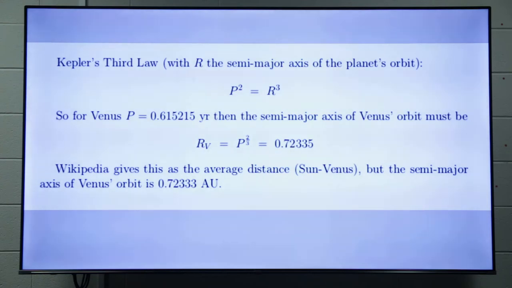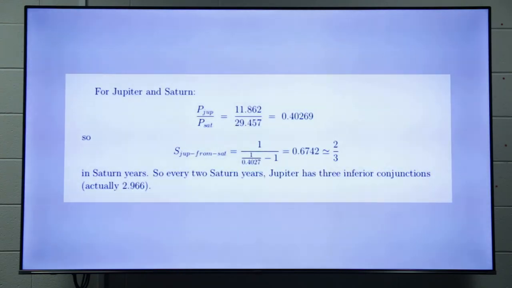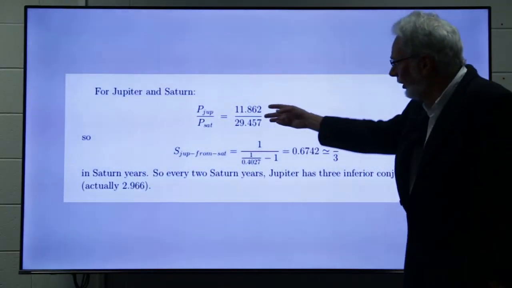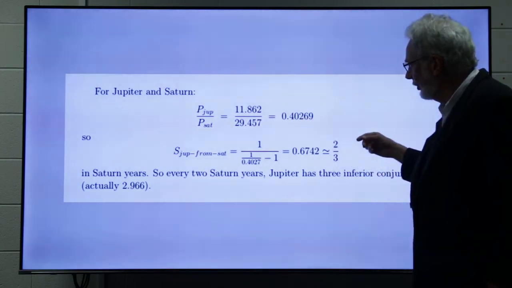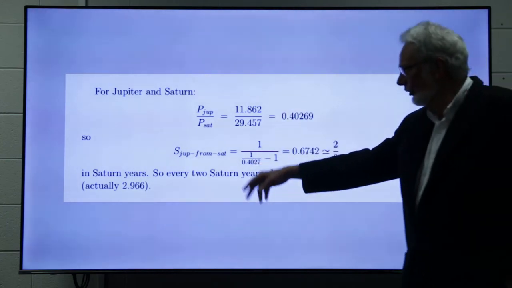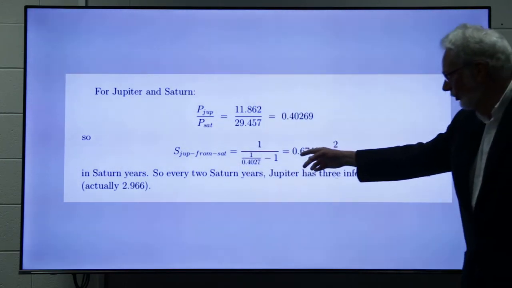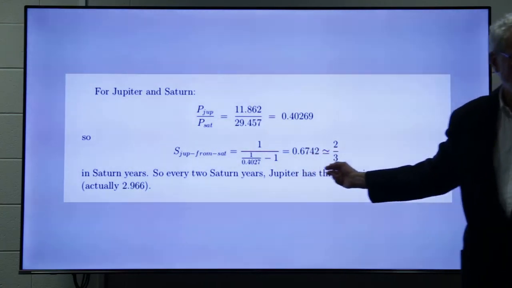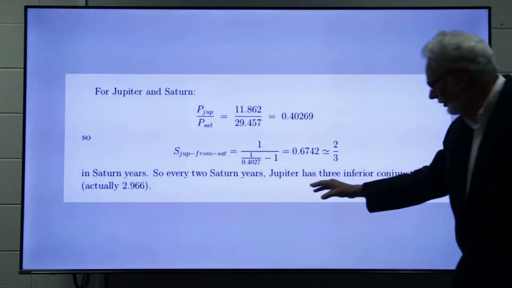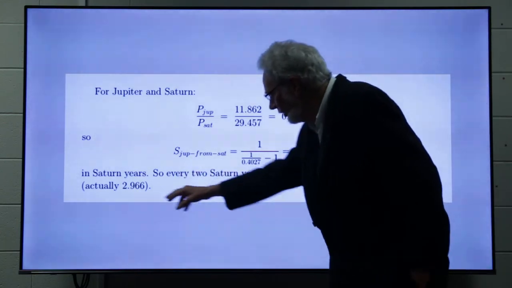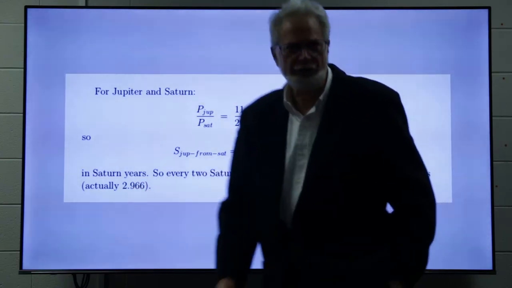Saturn and Jupiter, let me just show you that. Saturn and Jupiter do exactly the same thing that the Earth and Venus do. If you look at their relative periods, they are almost exactly 0.40, which means that the synodic period of Jupiter as seen from Saturn is 0.6742, which is almost 0.6667. Just a very small difference. It's actually, instead of being 3 to 1, it's 2.966.